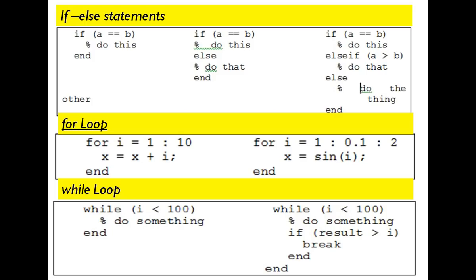So how many flow statements are there? There are three types of flow statements. Out of that, the first statement is called the if-else statement. It is a kind of conditional statement. So what is meant by conditional statement?